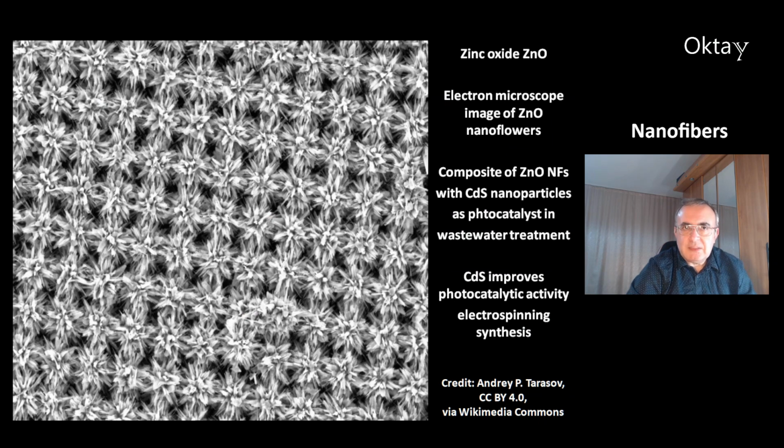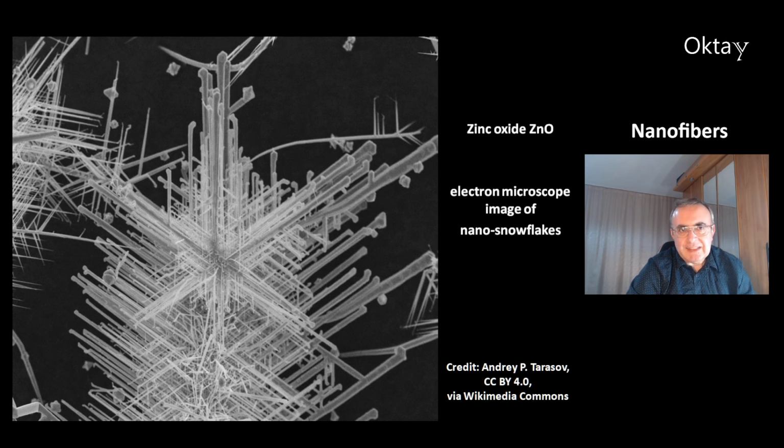This is another nanostructure, that's zinc oxide. This is an electron microscope image of zinc oxide nanoflowers. You can make a composite of zinc oxide nanofibers with cadmium sulfide nanoparticles. And you can make a photocatalyst for wastewater treatment. The cadmium sulfide improves the photocatalytic activity. And the method to make these compounds is also the electrospinning synthesis. This is a beautiful electron microscope image of zinc oxide nano snowflakes.